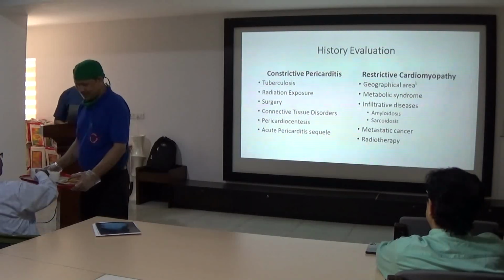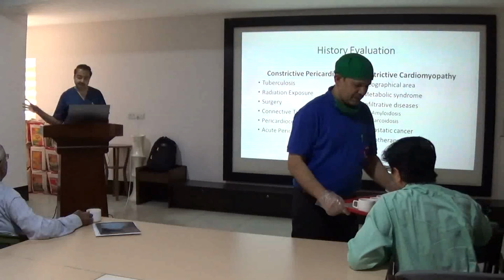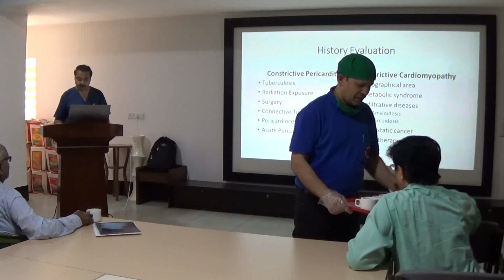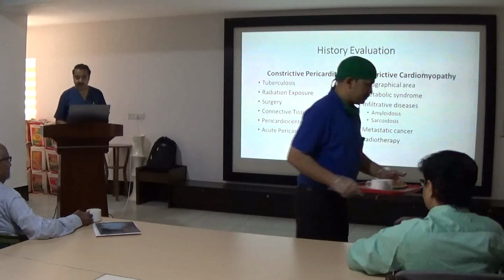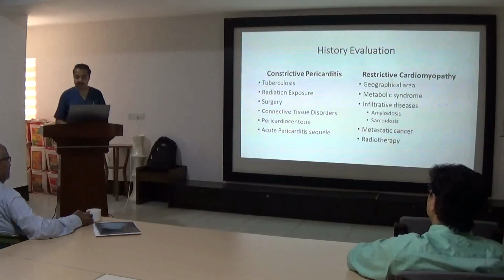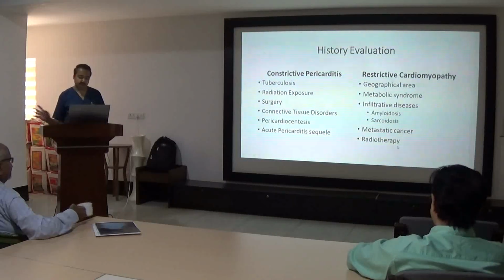While restrictive cardiomyopathy generally pertains to some geographical areas, particularly the southern region of India, where eosinophilic myocarditis or eosinophilic restrictive cardiomyopathy is common. Metabolic syndrome, in the recent era, has picked up as a cause of restrictive cardiomyopathy. It is the commonest cause as of now. Infiltrative disease like amyloidosis and sarcoidosis is also being picked up very frequently. So that also proves to be a cause. Metastatic cancer and radiotherapy also favor restrictive cardiomyopathy.